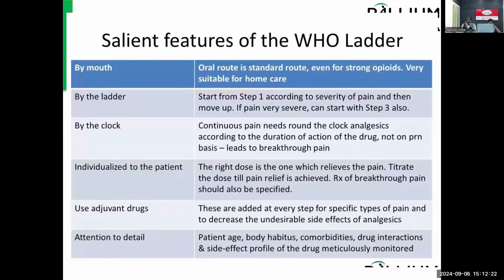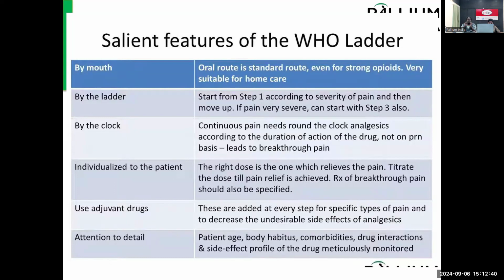Next is the use of adjuvant drugs. These are added at every step for specific types of pain and to decrease the undesirable side effects of the analgesics. I think in the coming slides we will discuss the adjuvant drugs in more detail.